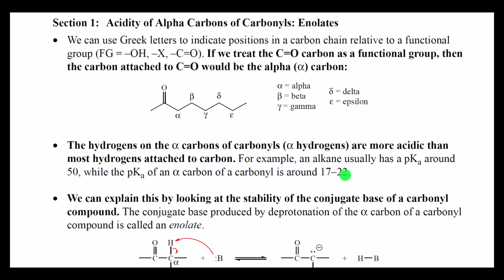Remember that as the number gets smaller and approaches 0, the hydrogen becomes more acidic. Remember also that each change of 1 in the pKa number reflects a 10-fold increase in acidity. So we're looking at a change of over 10 to the 30th in the strength of the acid.